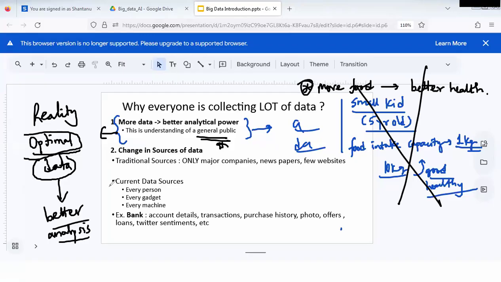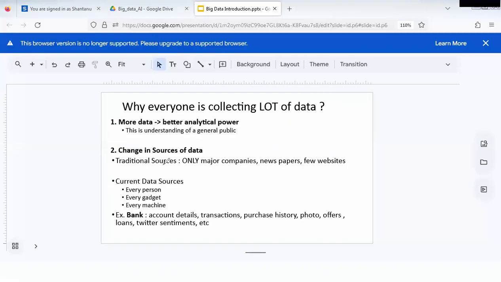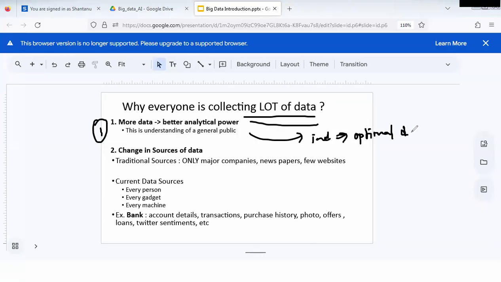Okay, now next thing, change in sources of data. Why are people collecting a lot of data? Why is there so much data today? The first reason we saw is that people generally think more data gives better analytical power, so now the industry is moving to optimal data. Got it. We are talking about big data, but that much data which is enough for us to do analysis. Now second, why are we getting a lot of data? Why is so much data coming to us? The second reason is change in sources of data.